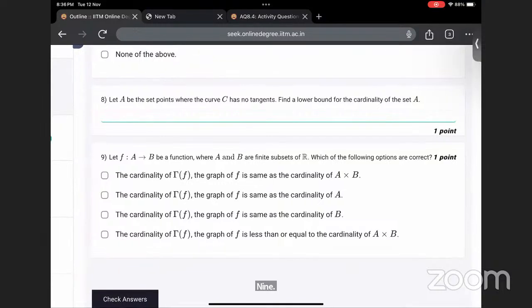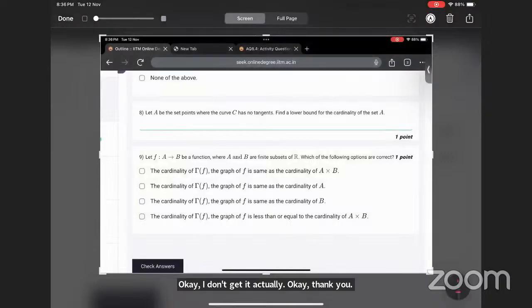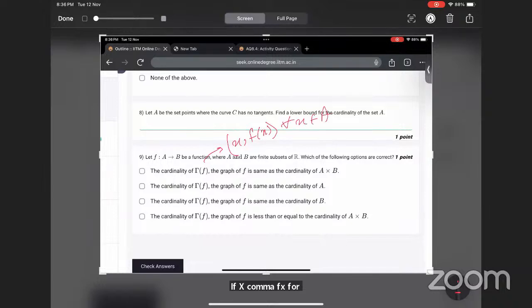So what's the problem here? Is it a gamma function? I don't understand that. No, no, no, this is not a gamma function. This is the graph of f. Graph of f means the set of x comma f of x. Oh, okay. I don't get it actually. So this is basically the set of x comma f of x for all x belonging to the domain A. Now you can solve it, right?